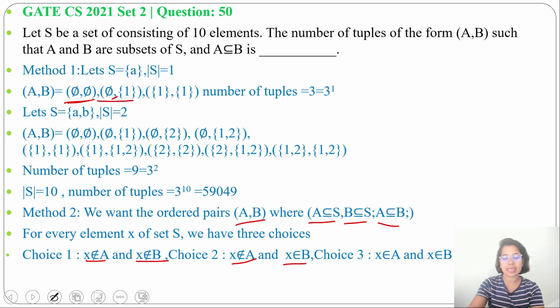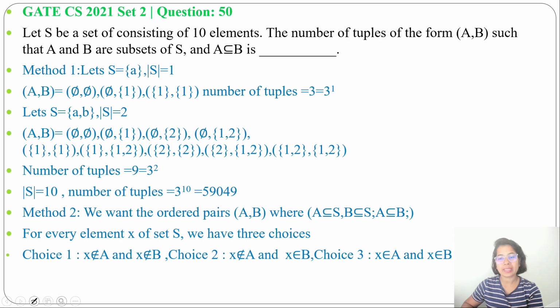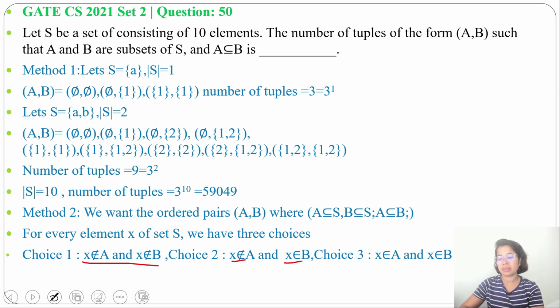Here in the first case x belongs to neither A nor B. Then choice 3: x belongs to A and x also belongs to B. So for every x there are three choices. First, it doesn't belong to either A or B. Second, it doesn't belong to A but belongs to B. Third, it belongs to both A and B.